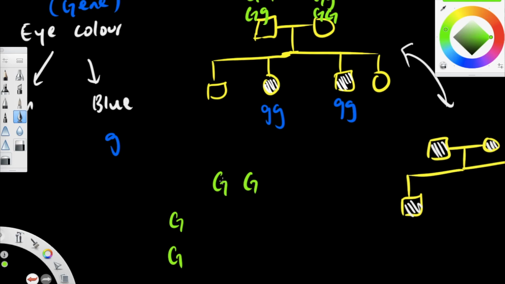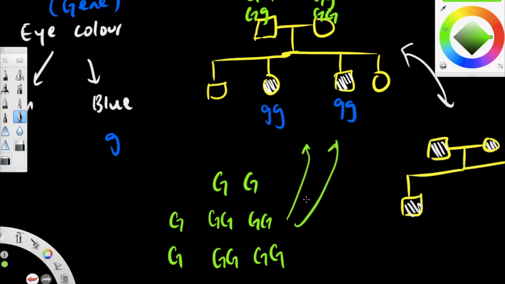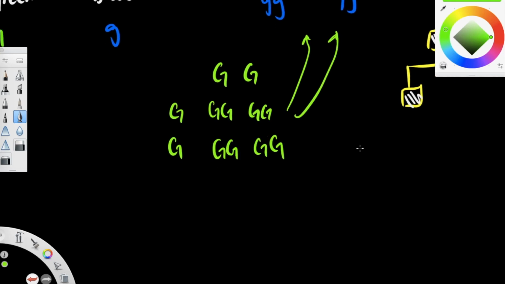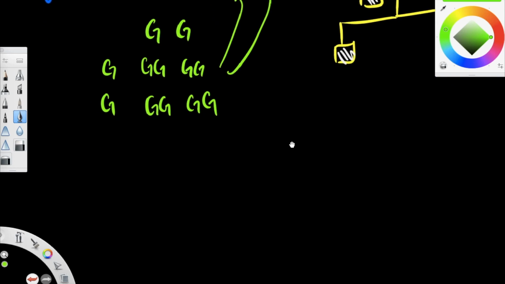These two genotype combinations of the parents cannot produce a lowercase g, right? It's impossible. If I write the Punnett square results out, they're all capital G's, right? So you cannot produce these two offsprings. Therefore, the parents cannot both have capital G alleles. Let's explore another example.